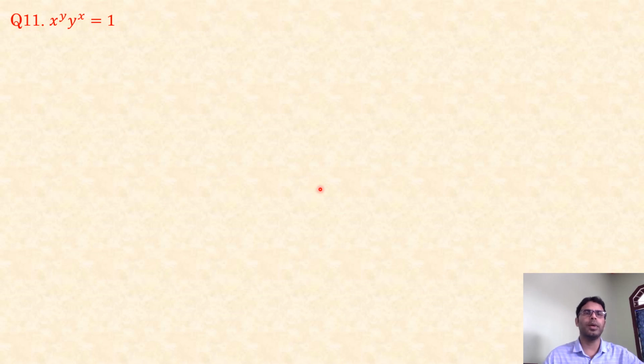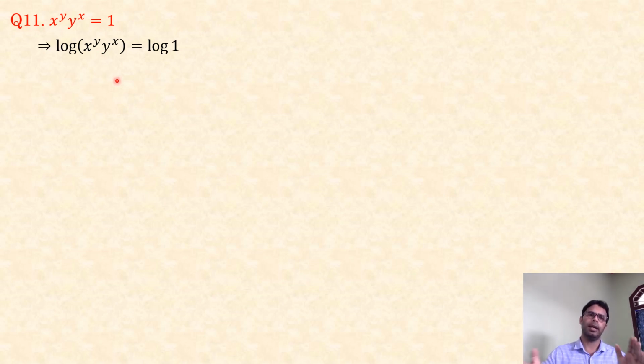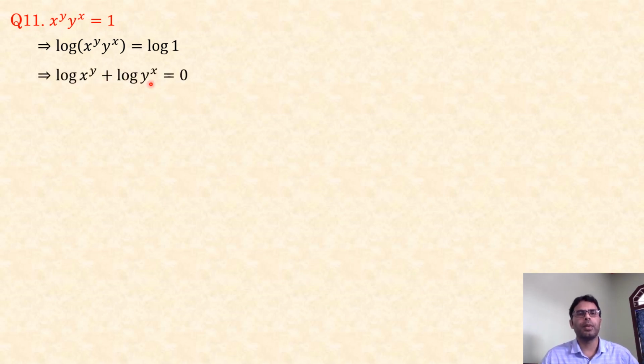This is x to the power y into y to the power x is equal to 1. Again you take logarithm here, so log of x to the power y into y to the power x is equal to log of 1. The value of log 1 is 0, and use the property of logarithm, this is a product, so this log will distribute among these two, having a plus sign in between. So log of x to the power y plus log of y to the power x, and the value of log 1 is 0. Then use the property, this y is coming here, this x is coming here: y log x plus x log y is equal to 0.